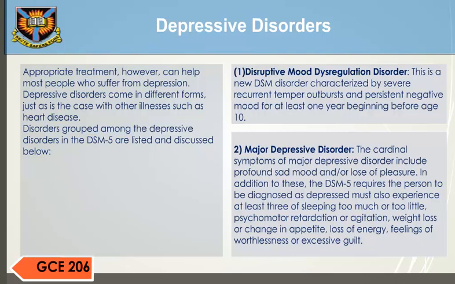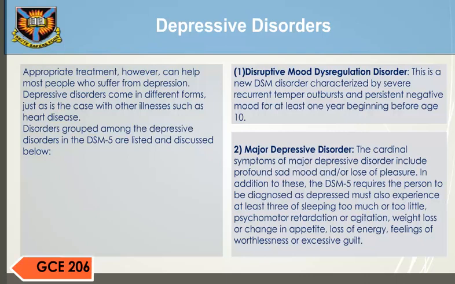1. Disruptive mood dysregulation disorder. This is a new DSM disorder characterized by severe recurrent temper outbursts and persistent negative mood for at least 1 year, beginning before age 10. 2. Major depressive disorder. The cardinal symptoms of major depressive disorder include profound sad mood and/or loss of pleasure.